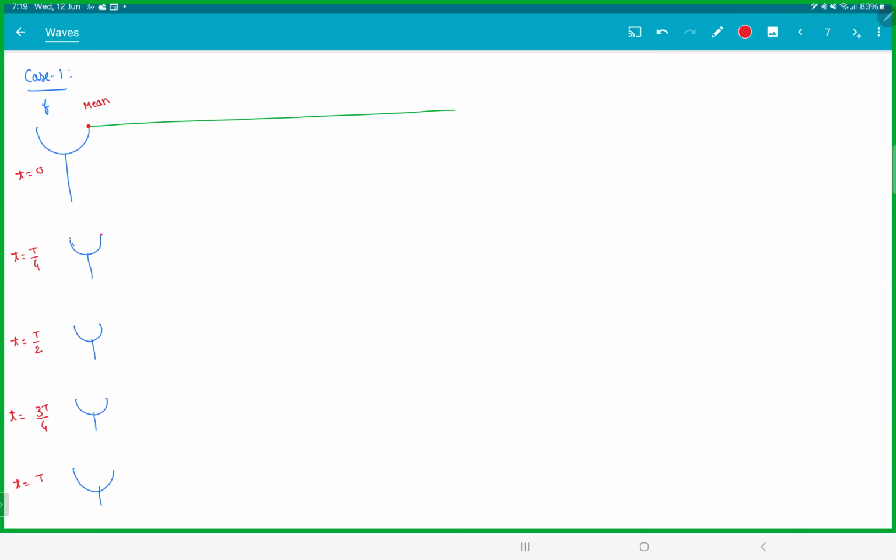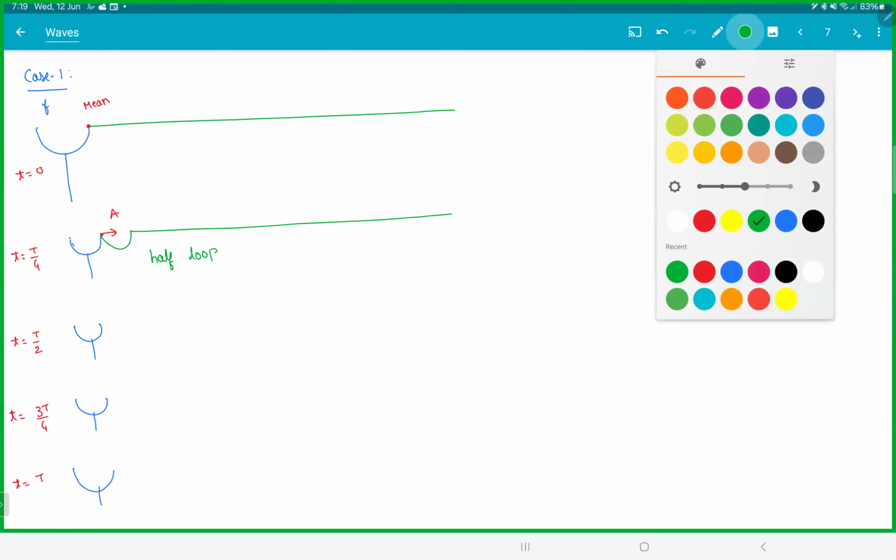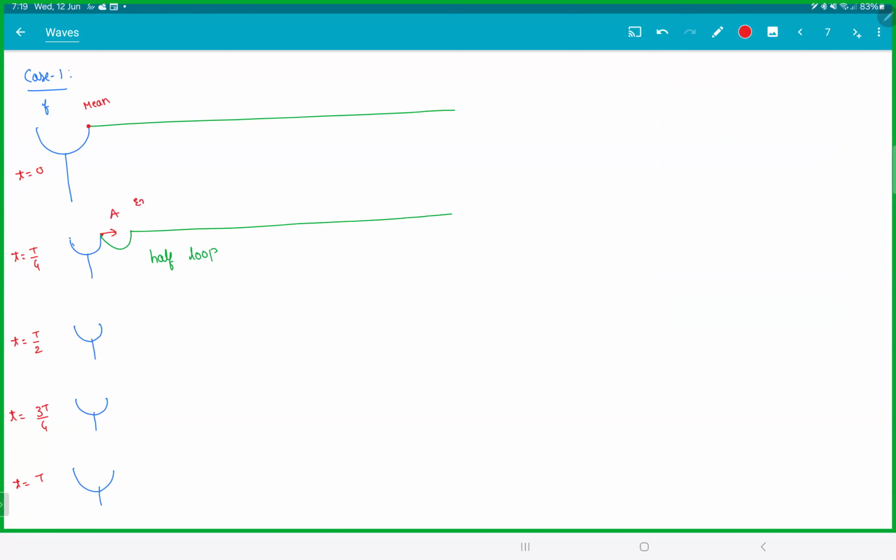This point A would go forward. That means this string will become like this. You get a half loop. And when this again, basically you're at the extreme now here. When it again comes back to the mean position, you pull the string up, so you will get another half loop.